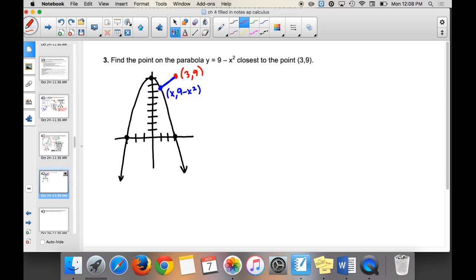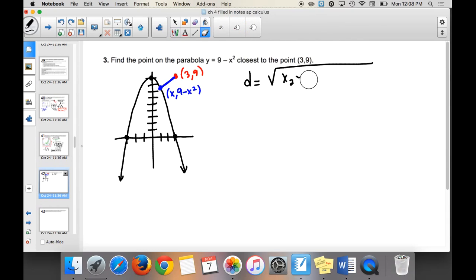So do we know an equation for distance? Sure, the distance formula, right? So we're going to use the distance formula. Our distance formula is usually the square root of x2 minus x1 squared plus y2 minus y1 squared. Do you guys all have that memorized? If you don't, I would memorize it. Basically like the circle equation, just the square root is around it.